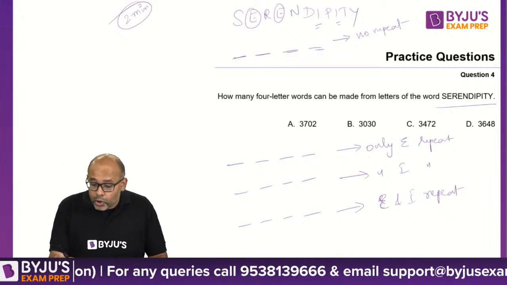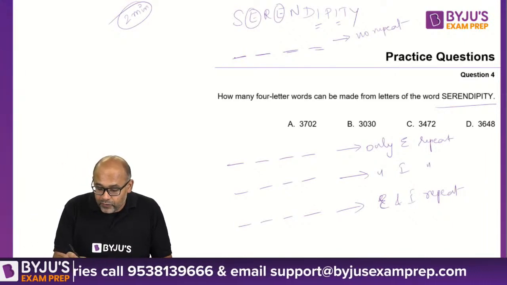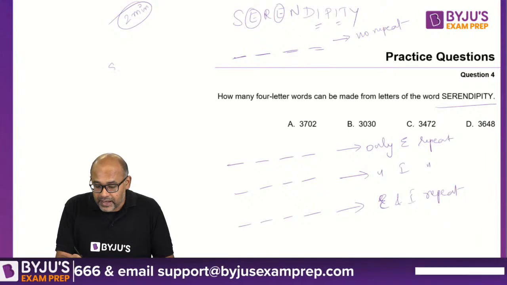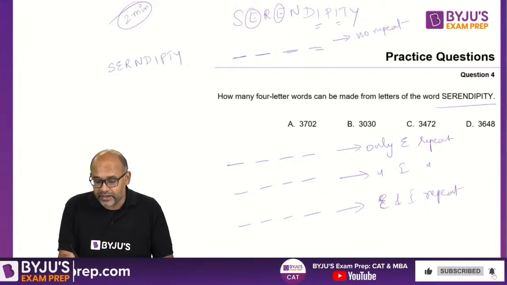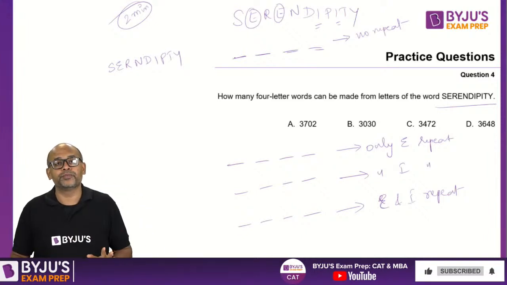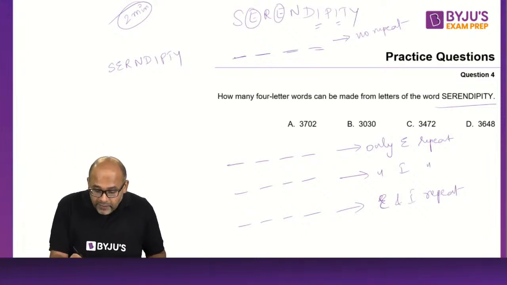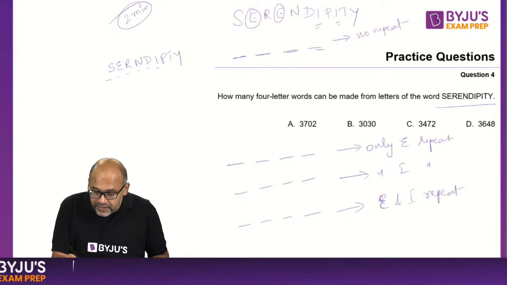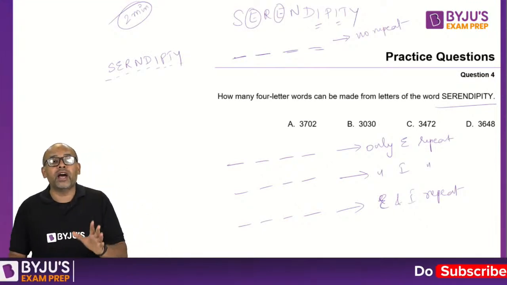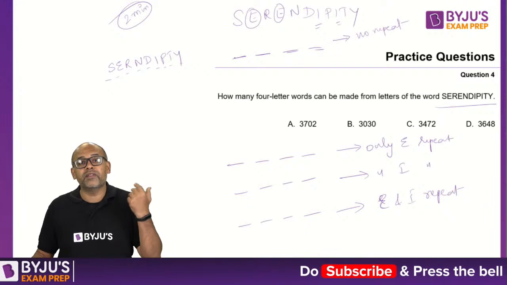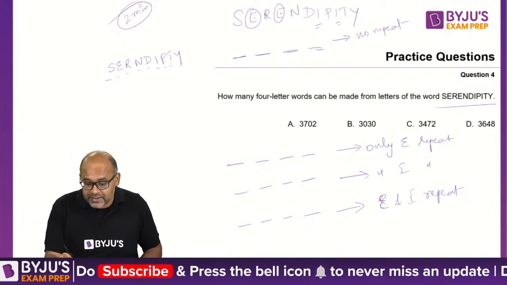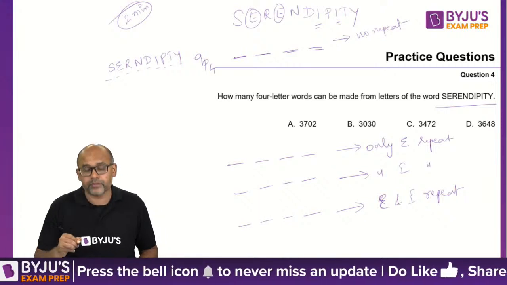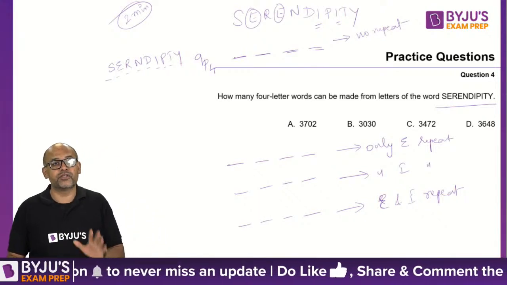Now, no repeat basically means what are the letters you have without repetition? S, E, R, N, D, I, P, T, Y, because the double letters I'm throwing out, as I don't need repetition. So I have 1, 2, 3, 4, 5, 6, 7, 8, 9. Out of 9, I have to arrange 4 things. How many ways can I do that? This is easy, everybody knows this. 9 things, 4 places, it is 9P4. That's the first case, that's your answer.